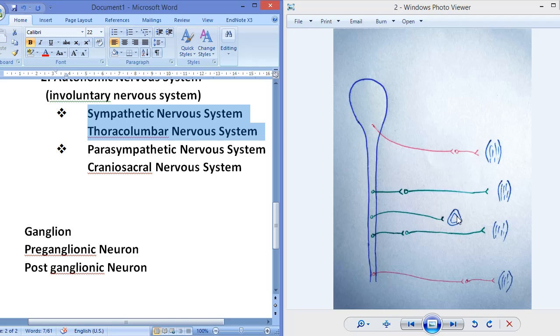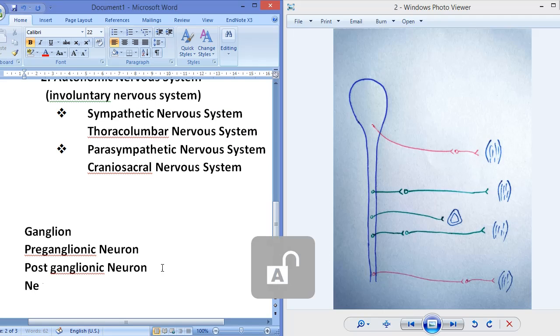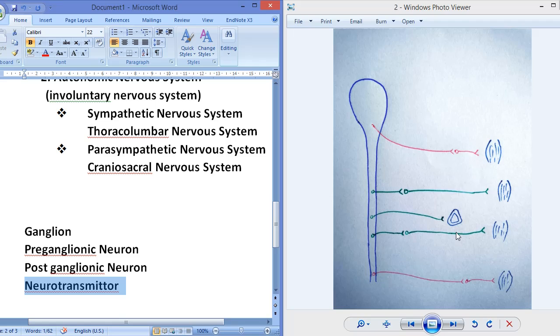Secondly, you should also be clear over here that this is considered as the postganglionic neuron because this also secretes neurotransmitter, just like these postganglionic neurons secrete neurotransmitter. So the medulla region of the adrenal gland also secretes the neurotransmitter. I am going to write this terminology: the neurotransmitter. That is why this is considered as the postganglionic neuron.